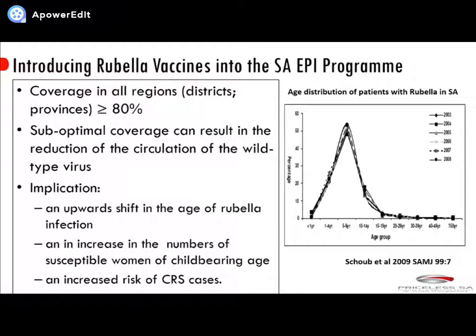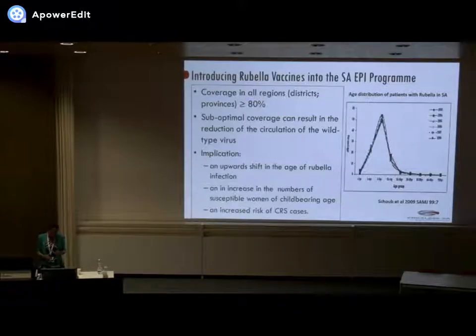So looking at this graph, this is the age distribution of patients with rubella in South Africa. You see it concentrated more in the younger age group. But an introduction of a rubella vaccination program with suboptimal coverage can push this curve to the right, such that women get to the childbearing age without having been infected, and so are more susceptible to contracting rubella disease at that age, and obviously increase the risk of CRS cases if they fall pregnant at that time.